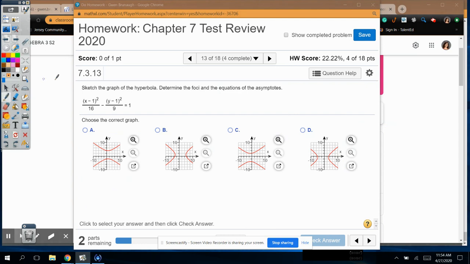Okay, here's a hyperbola. Which is the correct graph? Well, the center is going to be 1, 1, and it's in the x direction. So, not it, not it, not it. The answer is B here.